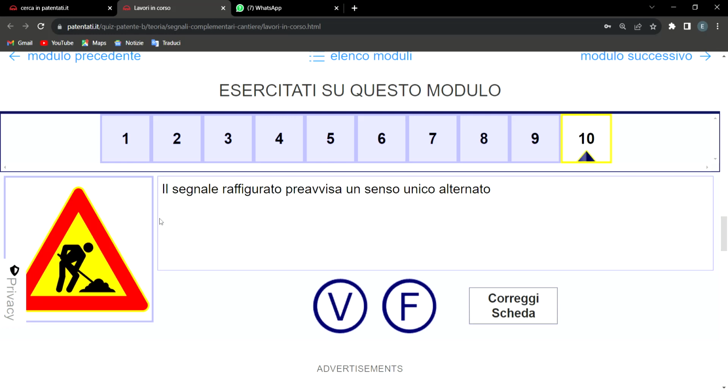Number 10, the last, it says il segnale raffigurato prevede un senso unico alternato. No. This very sign does not preview anything. It could be found on a road that is doppio senso or senso unico, one way or double way. But all they are talking about is that you stay attentive, because you are in the presence of road construction or maintenance. So this is the reason why this one is false.